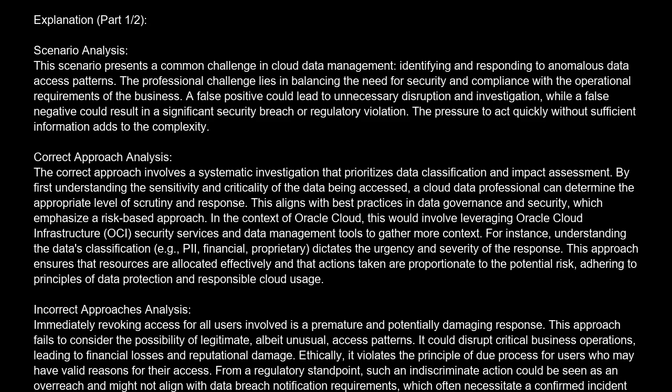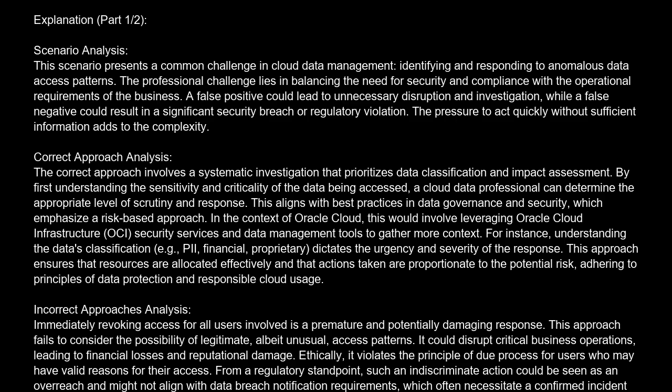Correct answer is B. Immediately revoke access for all users associated with the database and initiate a full forensic investigation. Explanation. Scenario analysis. This scenario presents a common challenge in cloud data management, identifying and responding to anomalous data access patterns. The professional challenge lies in balancing the need for security and compliance with the operational requirements of the business.